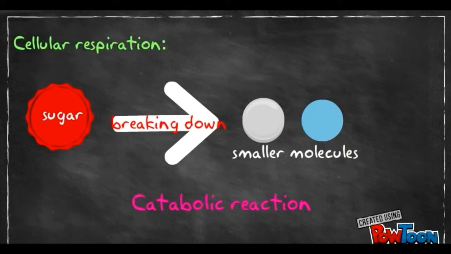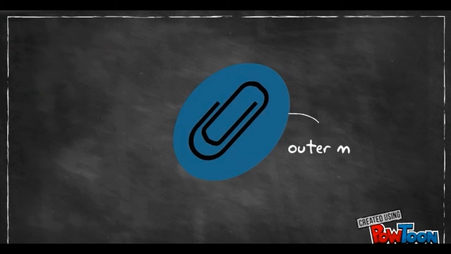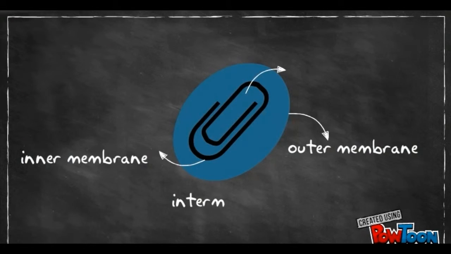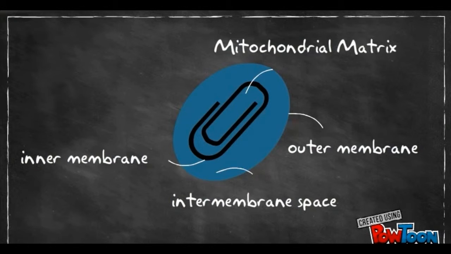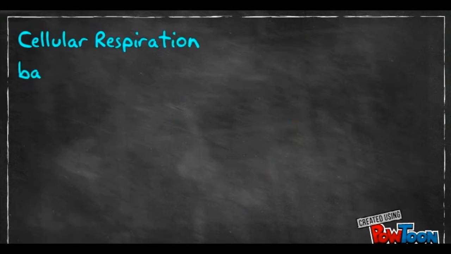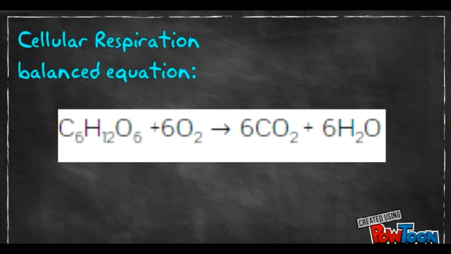Cellular respiration takes in food and uses it to create ATP, a chemical which the cell uses for energy. The balanced equation of cellular respiration is C6H12O6 plus 6O2 yields 6CO2 plus 6H2O. The reactants in the equation are glucose and oxygen, and the products are carbon dioxide and water.